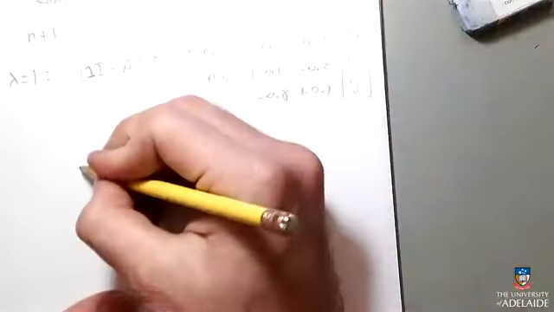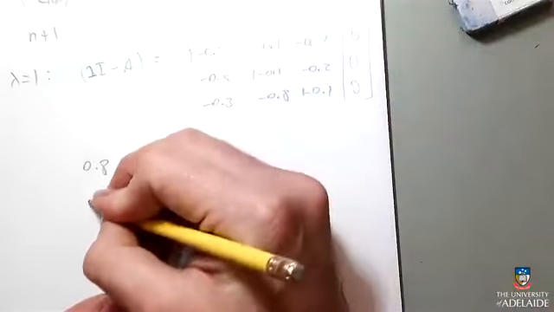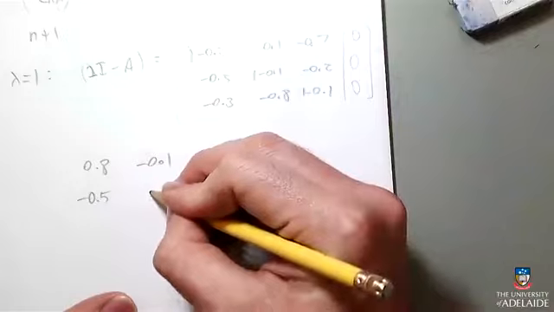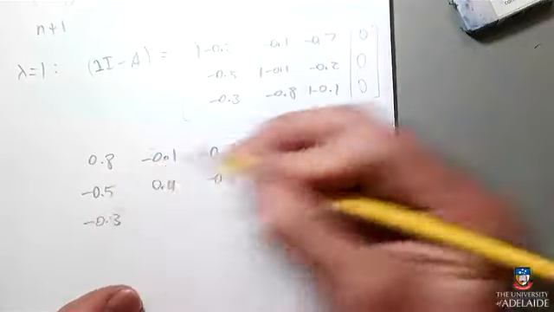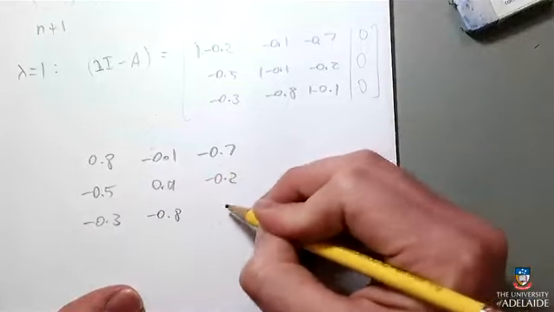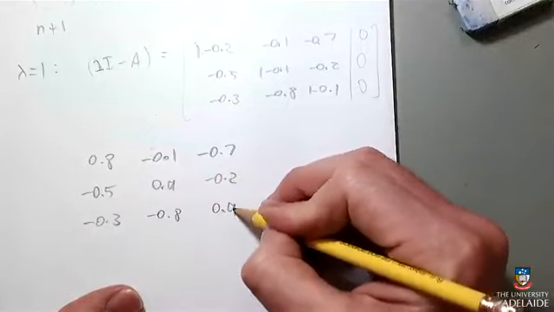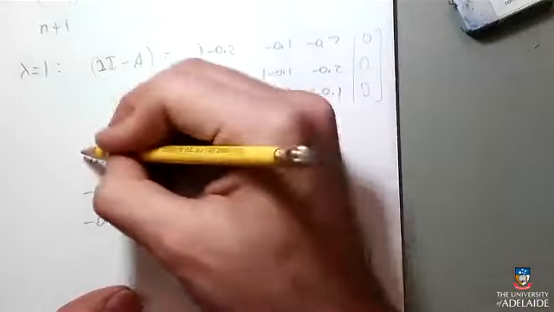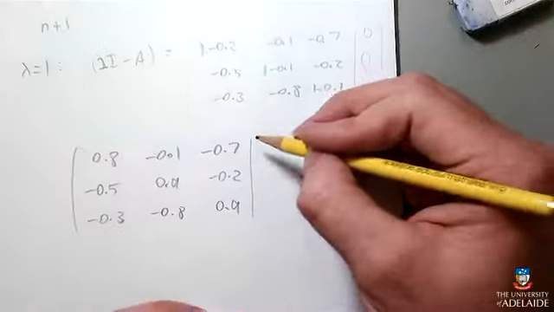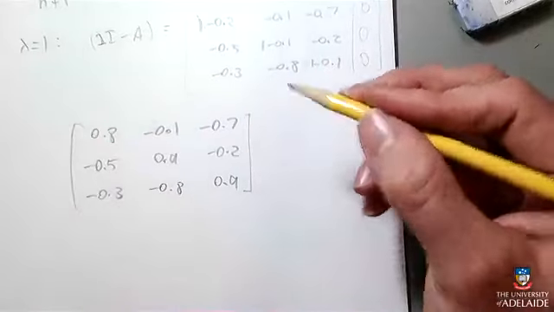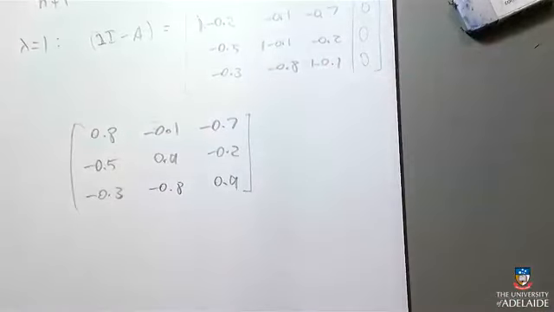I've got 0.8, minus 0.1, minus 0.7, 0.5. I'm really, really hoping that this is going to turn out the way I expect. I'm not going to put the 0, 0, 0 because there's no point writing it over and over again. I'm just going to keep doing this. So for the purposes of making this easy for myself, I'm just going to times everything by 10.